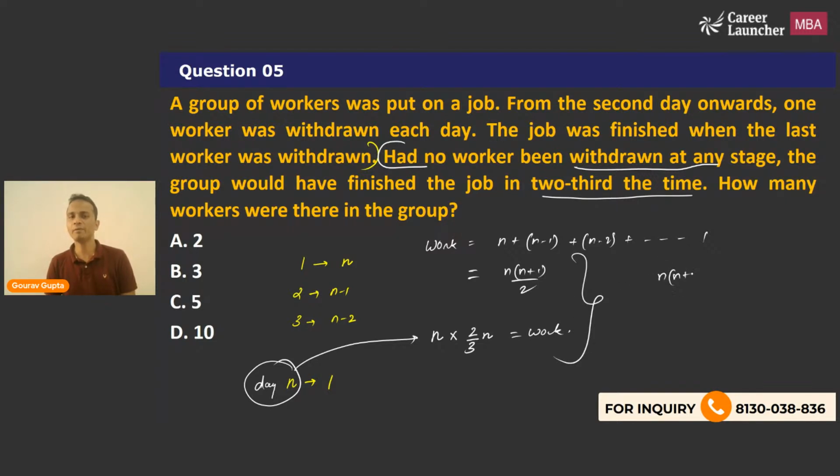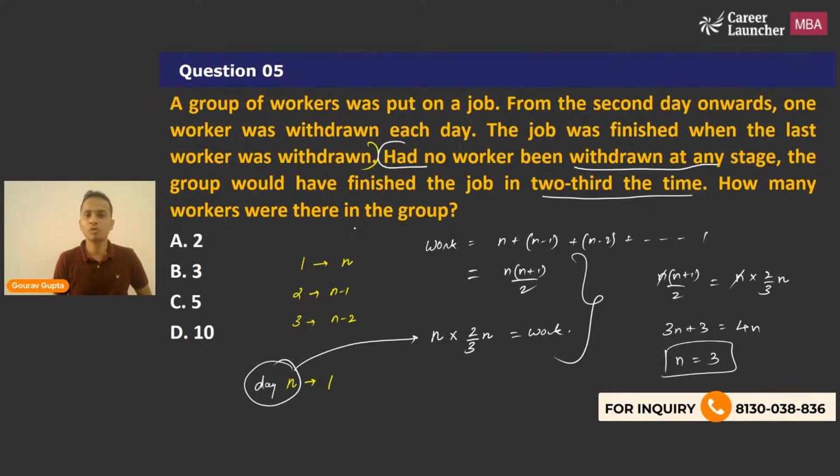So n into n plus 1 divided by 2 is equal to n into 2/3 n. One n will get cancelled from both sides. So it will be 3n plus 3 is equal to 4n, and simplifying, n is equal to 3. Is this what we have to find out? How many workers were there in the group? Yes, the number of workers in the group is equal to 3. Very basic way of framing two expressions for the total amount of work, equating them and getting the value of n, right?